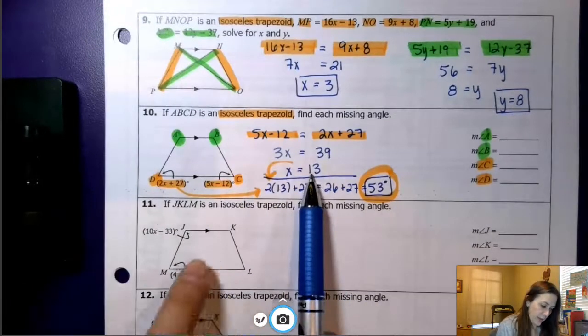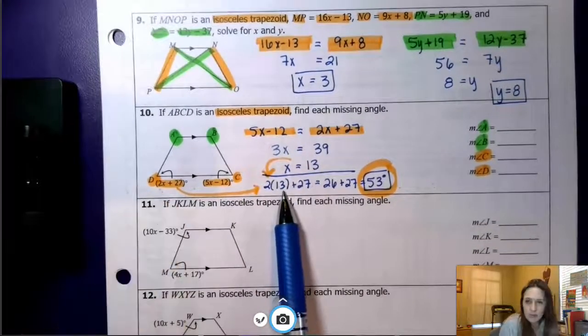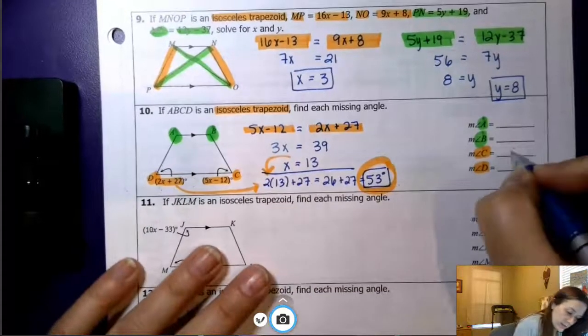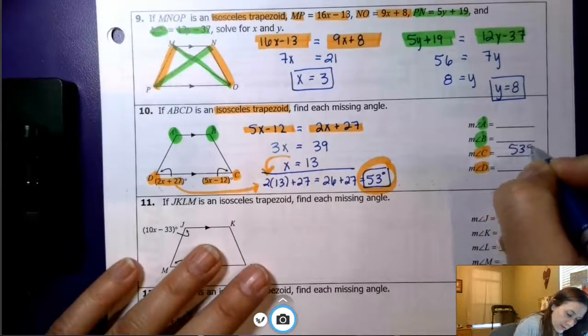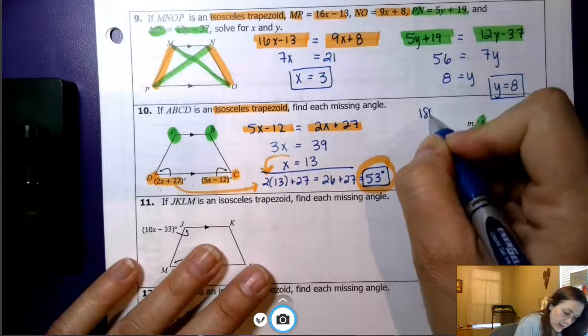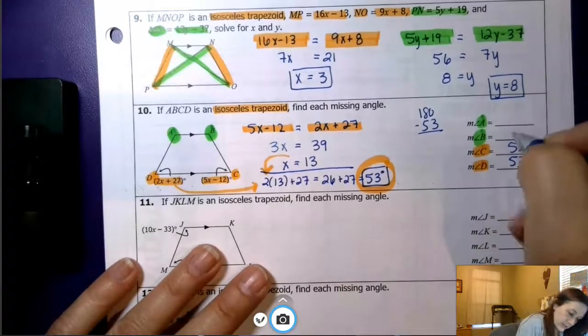Now, I need to find the angle measure, so I plugged it into the 2x plus 27, because it was just smaller, and I got 53. So my orange angles are 53 degrees, and now they're supplementary, so I do 180 minus the 53 degrees, and I end up with 127.